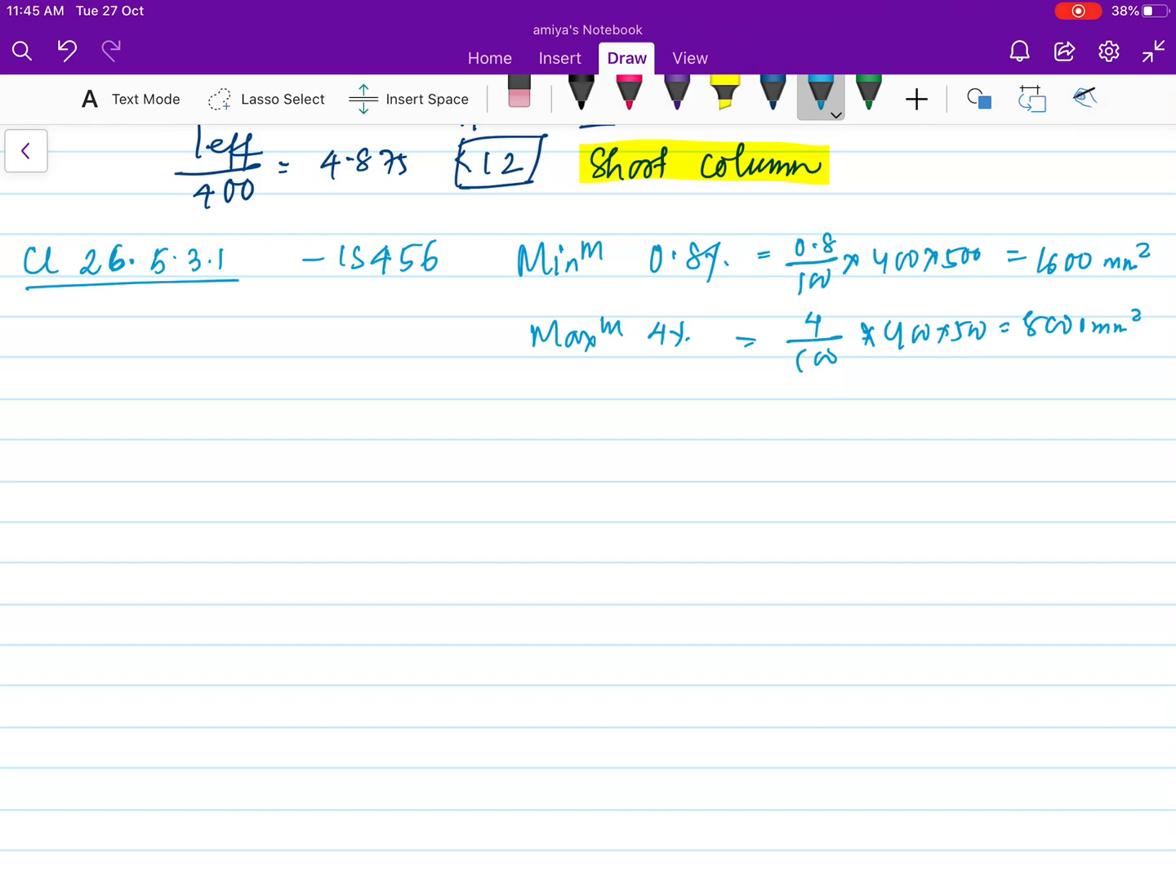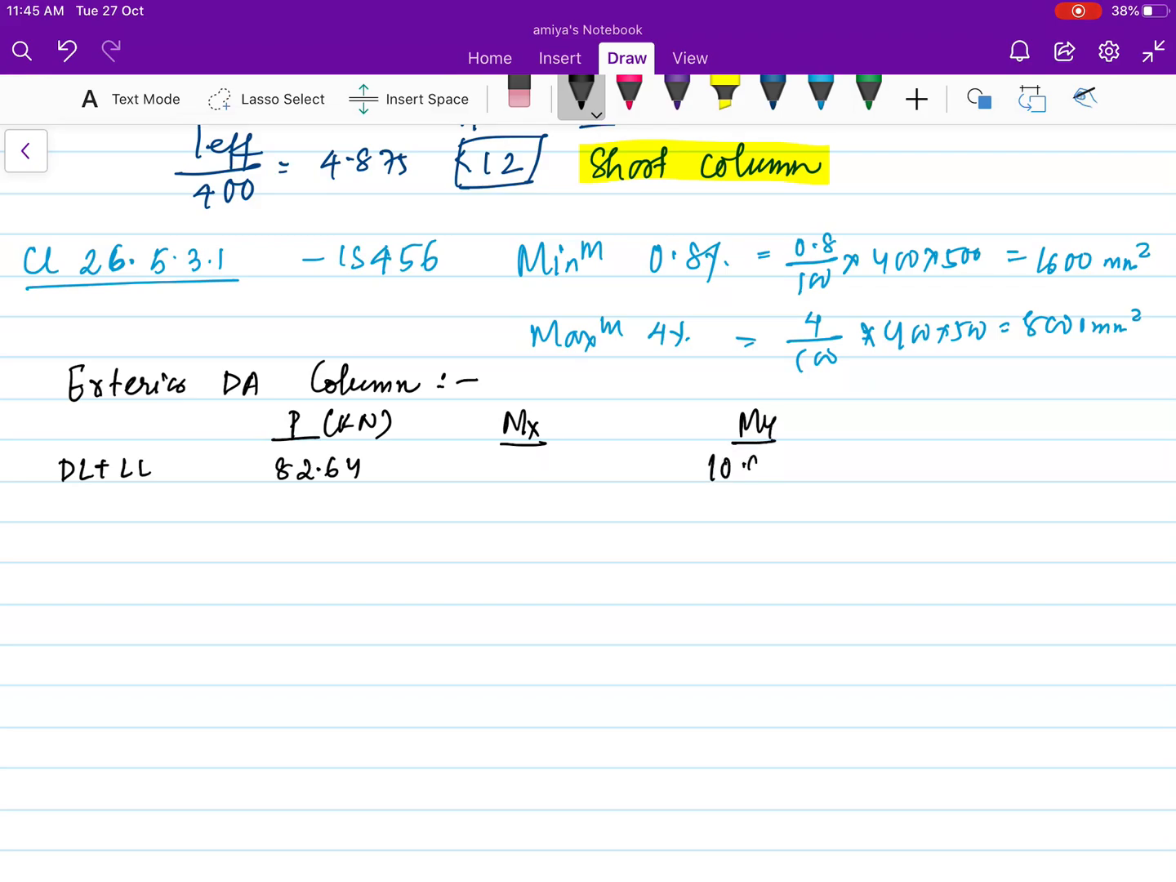If you refer to the video for which I've given the link, we have analyzed the structure. As per the analysis, for vertical load, dead load plus live load, the forces in the exterior DA column were: axial force 82.64, and in the MY direction 10.93 kilonewton meter. Then we analyzed earthquake in the x direction. It was 44.922, and we didn't have a moment in the x direction. This was 46.275.